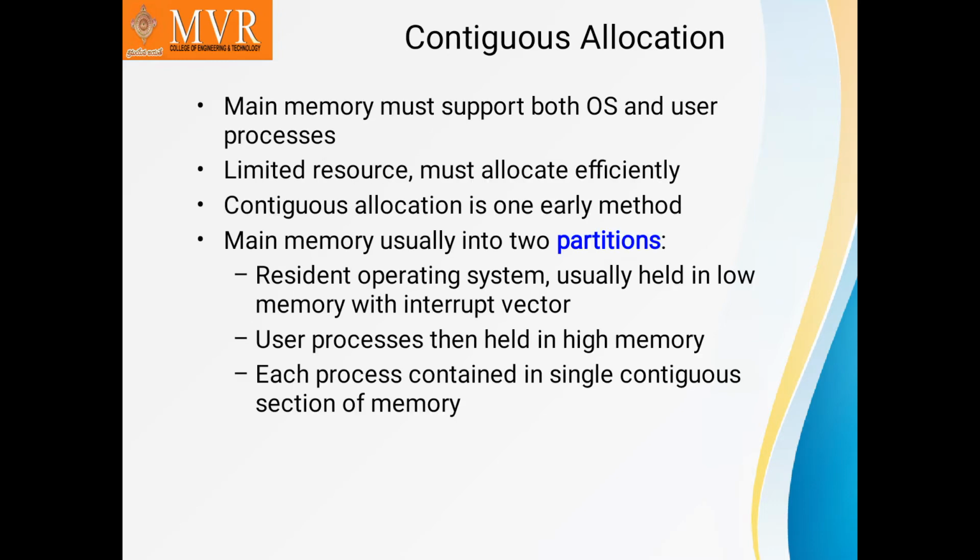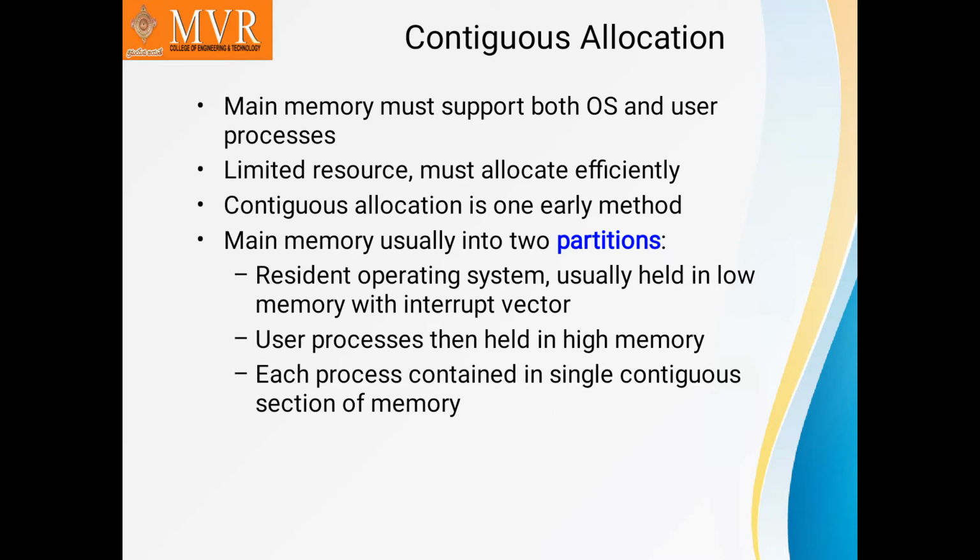What is continuous memory allocation? Continuous memory allocation, as the name itself says, means memory is allocated continuously, for physical address and logical address. In this, main memory must support both the operating system and user processes, and it is a limited resource, so it must be allocated efficiently. The continuous allocation is an early method.